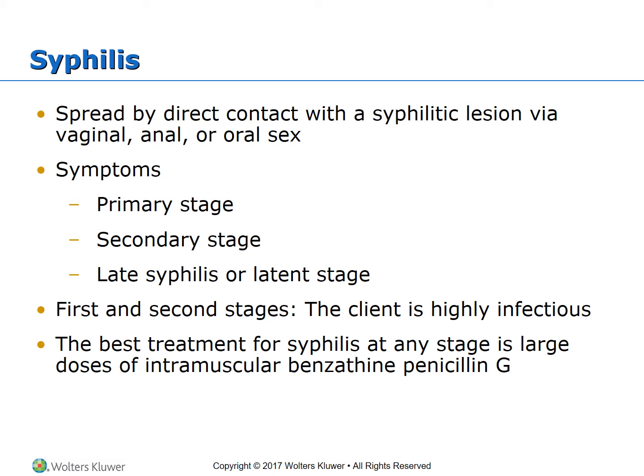The late syphilis or latent stage, infection is dormant without causing symptoms, and may last several years to several decades. The latent stage begins when the primary and secondary symptoms disappear. In the first and second stages, the client is highly infectious. The best treatment for syphilis at any stage is a large dose of intramuscular benzathine penicillin G.